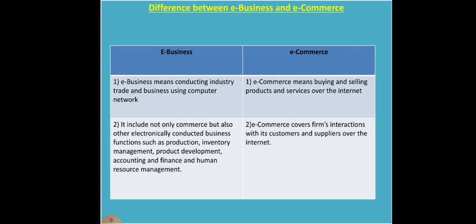E-business means conducting industry, trade and business using computer networks. And e-commerce is simply buying and selling of products and services over the internet. E-business includes not only commerce, but also other electronically conducted business functions such as production, inventory management, product development, accounting and finance, and human resource management. While e-commerce covers the firm's interaction with its customers and suppliers over the internet.